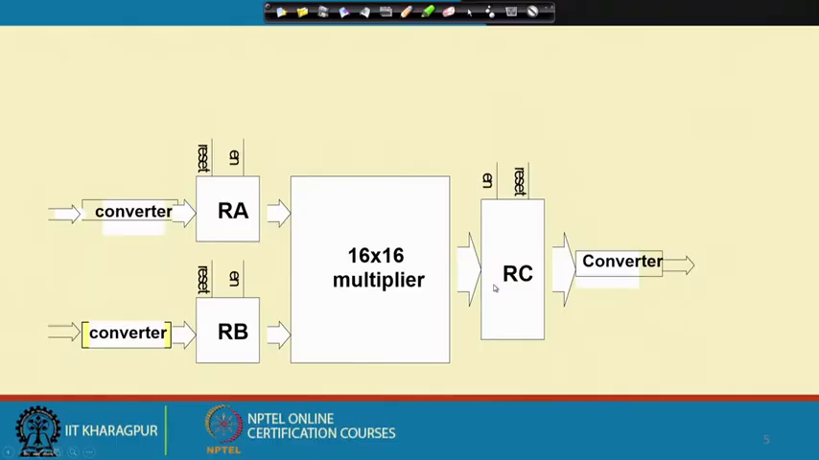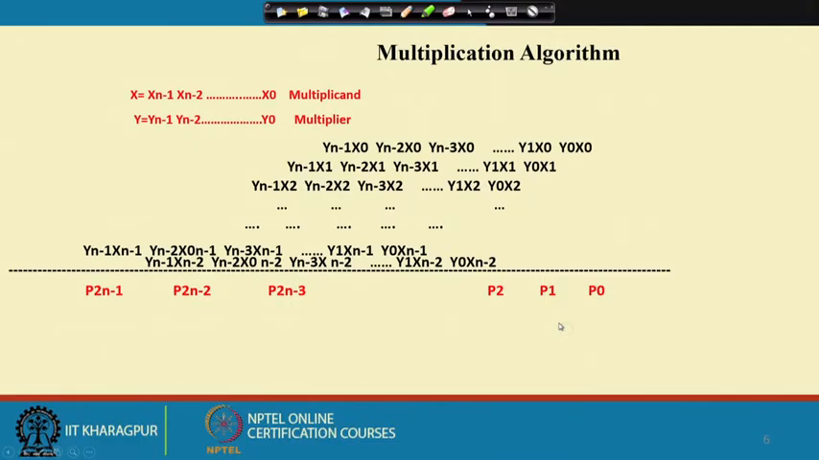So, here, this is the basic multiplication operation. Suppose I have to multiply x and y, where x is the multiplicand and y is the multiplier. In binary, if I represent x and y as n-bit numbers, then x will be represented as x0 to xn minus 1 and y will be represented as y0 to yn minus 1. So, how do we do this multiplication of x and y?